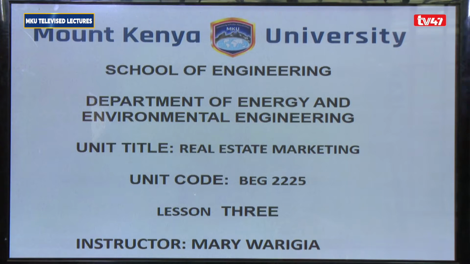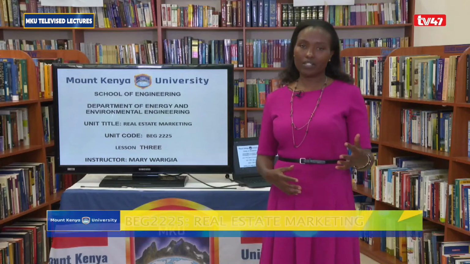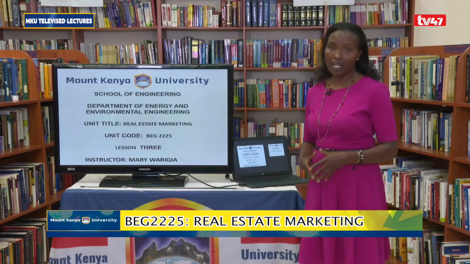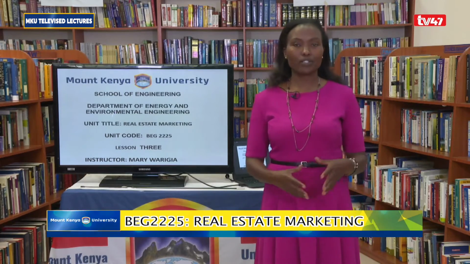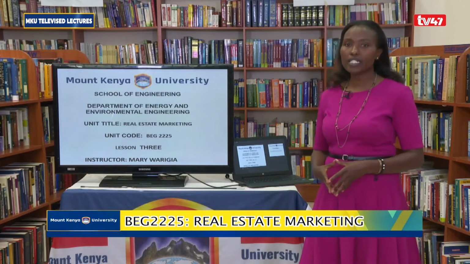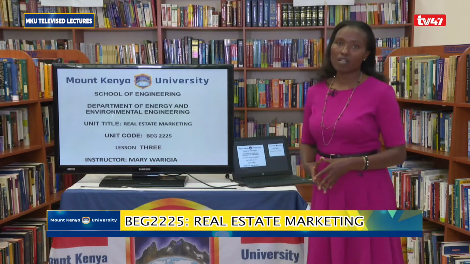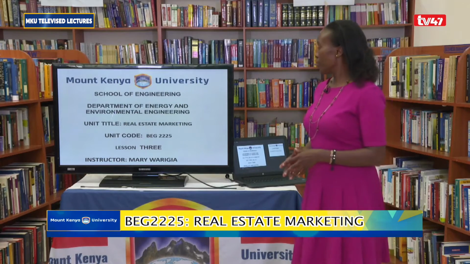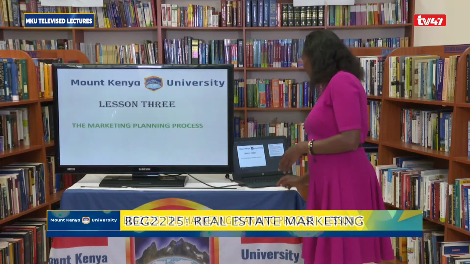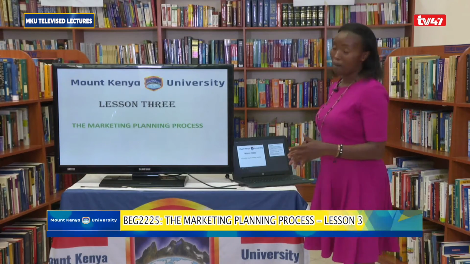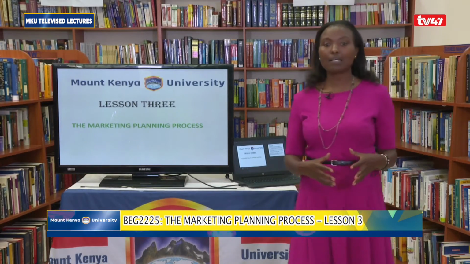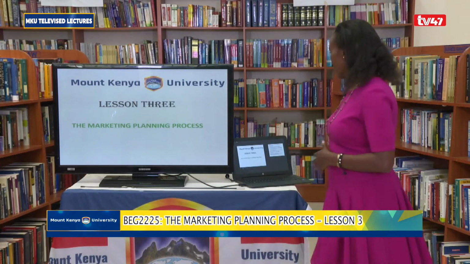Chapter 3, like we covered in Chapter 2 on real estate marketing, and the code is BEG2225. The last topic that we covered was the scope and nature of marketing, and we covered various aspects of marketing, social responsibility, and the responsibility you have to the community. Today, in our Chapter 3, we are going to discuss the marketing planning process.